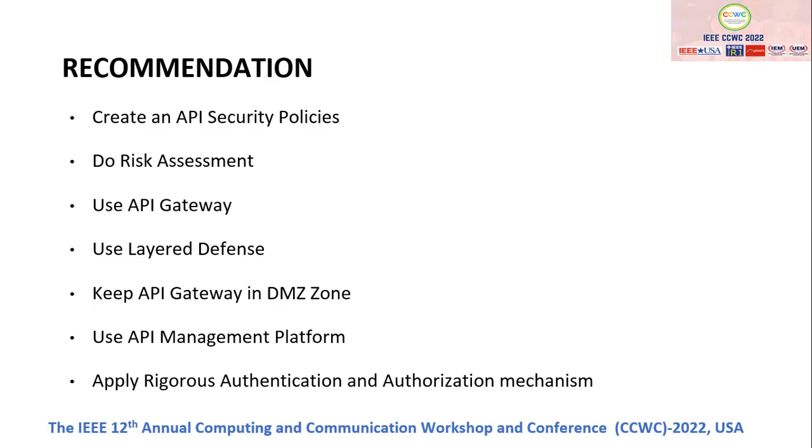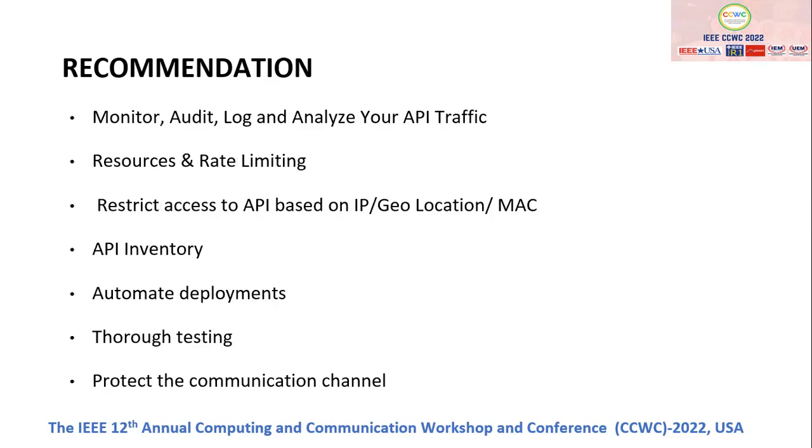And definitely the API gateway is one of the major things we need to implement. It is our recommendation to implement an API gateway, which will connect all APIs as a proxy or reverse proxy, and from this API gateway, all external parties will be connected. And for layered defense, like for web and all these things, we need to enforce layered defense. And the API gateway should be kept in the DMZ zone. These are a few recommendations from our side to implement strong security for the API.